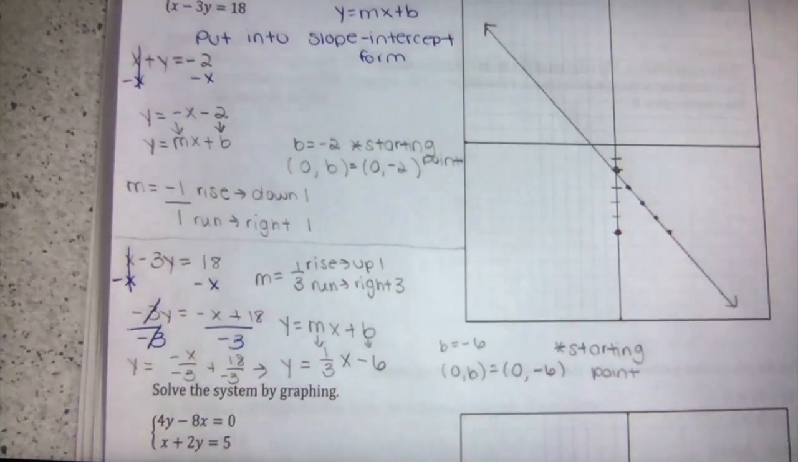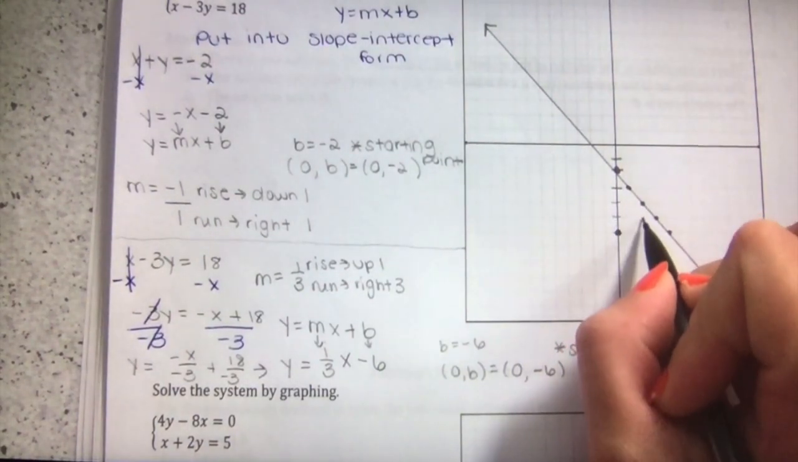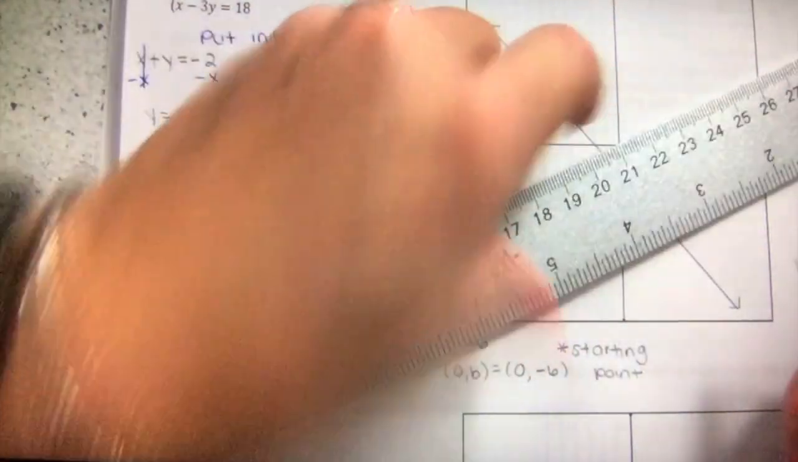So starting at 0, -6 as my starting point, to find my next point, I'm going to go up 1, right 3. 1, 2, 3. Boom, there's my second line. Let's go ahead and connect those dots.